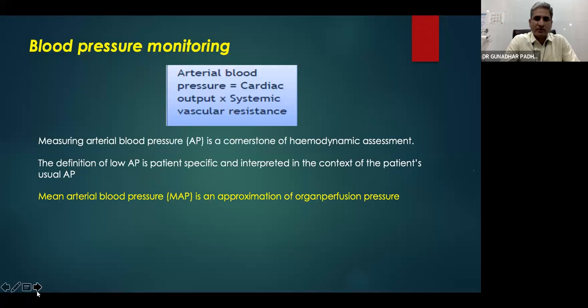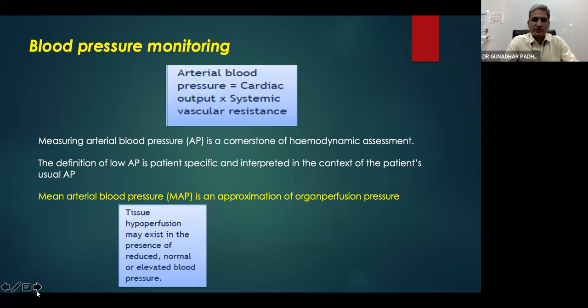So what we should aim at is actually not to look for systolic or diastolic pressure, but to look for the mean arterial pressure, because it is ultimately the end organ perfusion pressure which is reflected by the mean arterial pressure. So tissue hypoperfusion may exist in the presence of reduced, normal, or elevated blood pressure. So high blood pressure doesn't mean that your patient is not in shock.